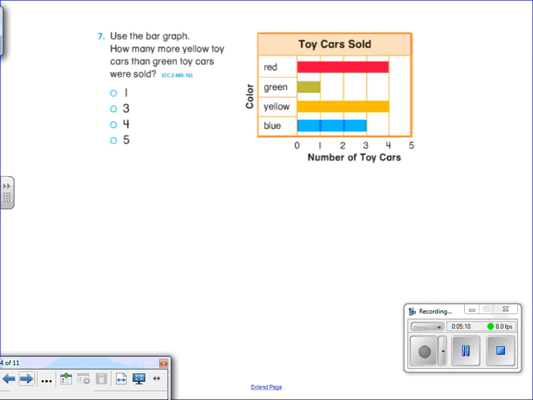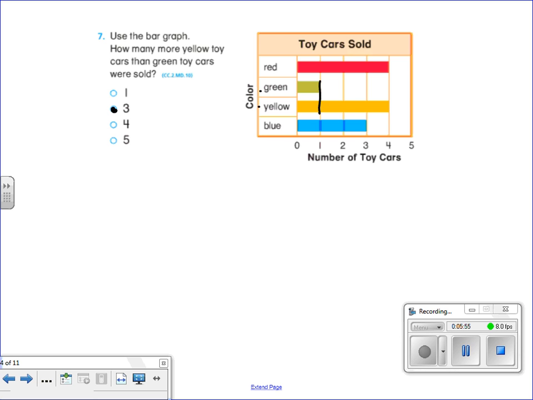Use the bar graph. How many more yellow toy cars than green toy cars were sold? Okay, so we have a bar graph here, toy cars sold. We have the colors listed and the number of toy cars. We're comparing yellow and green, so these two right here. So 2 things that we can do here. One thing is we can look at where the green bar ends. We see that the yellow is more. We can drag a line down here and count how many more lines that the yellow bar extends. Or we can see how many the yellow has and how many the green has and subtract. Either way, you will get the answer of Luke.